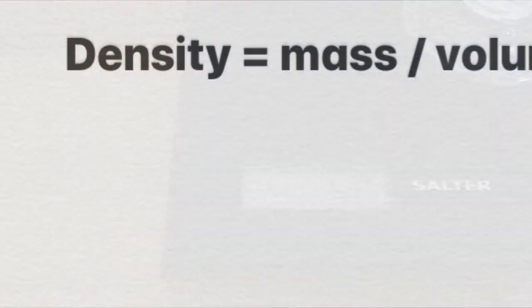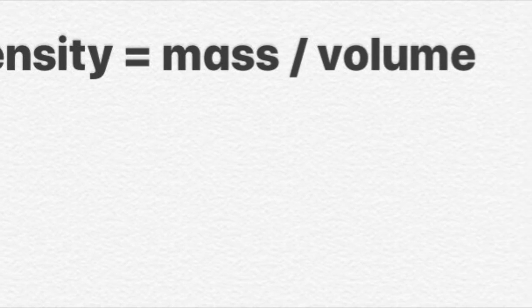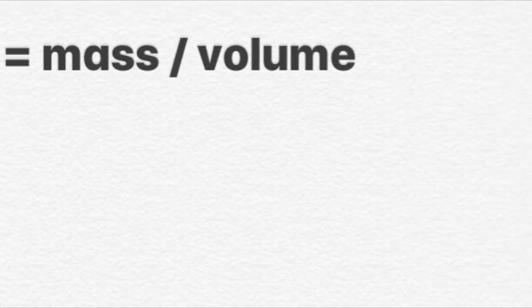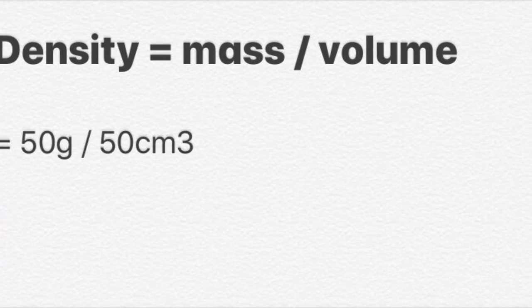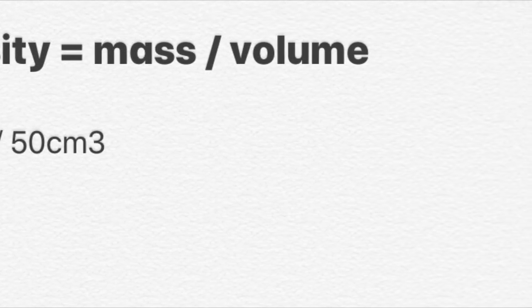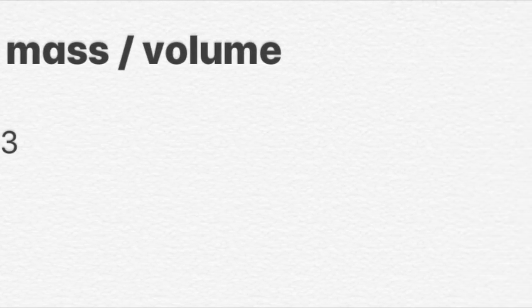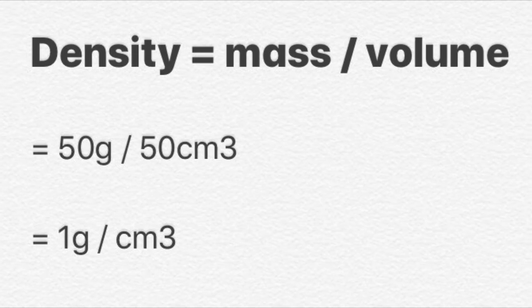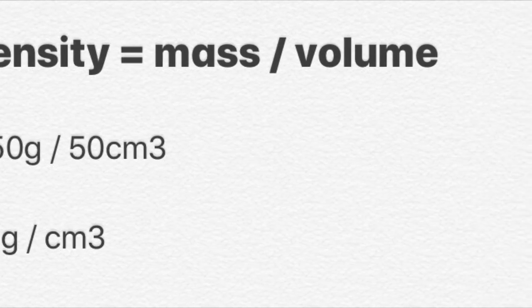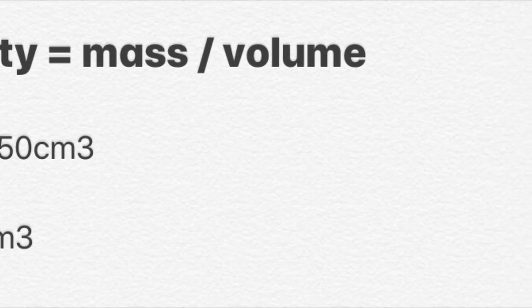So using the equation density equals mass divided by volume, we need to put these numbers in the right places. So the mass was 50 grams and the volume was 50 centimetres cubed. So we do 50 grams divided by 50 centimetres cubed, and I think we can work out that that is 1 gram per centimetre cubed. The density of water is 1 gram per centimetre cubed.